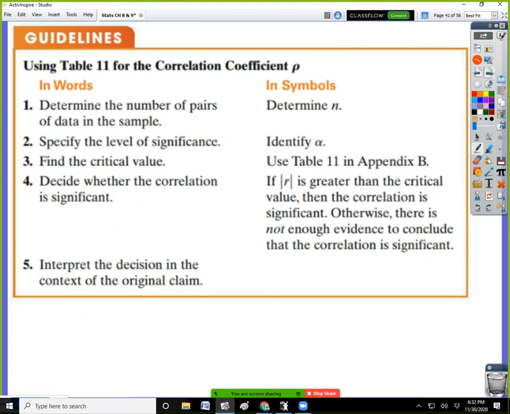Okay? So, trying to figure out the correlation coefficient. So, determine the number of pairs in the sample. Specify the level of significance. In other words, your alpha. Okay? Find the critical value. Use table 11 in appendix B. Okay? Decide whether the correlation is significant. If the absolute value of your R that you get is greater than the critical value, then it's significant. Otherwise, there's not enough.